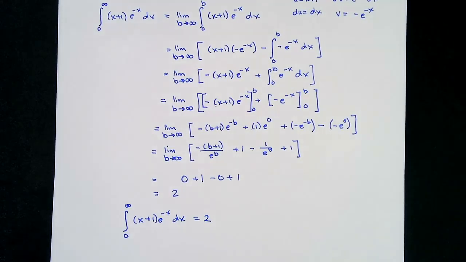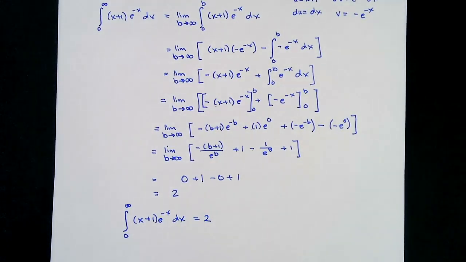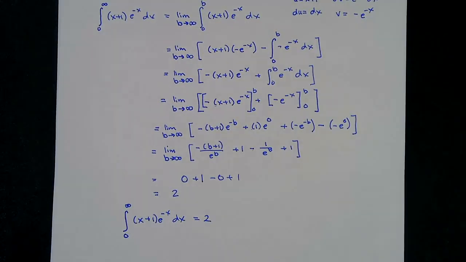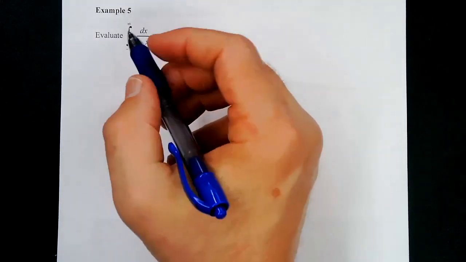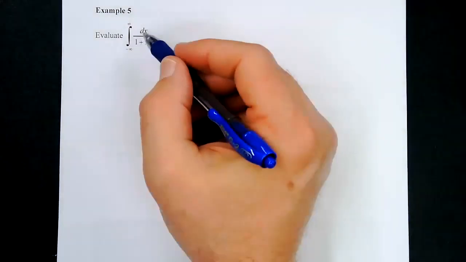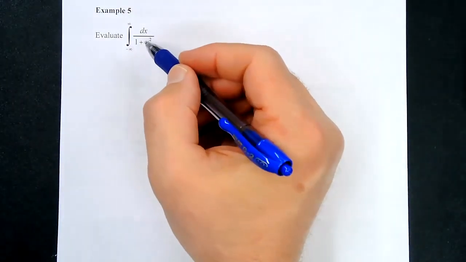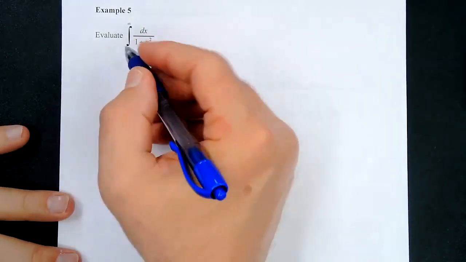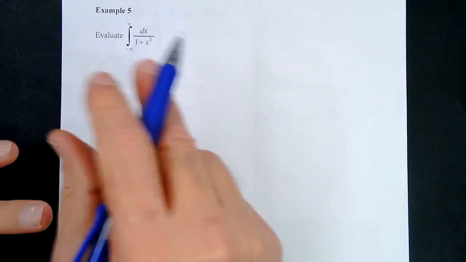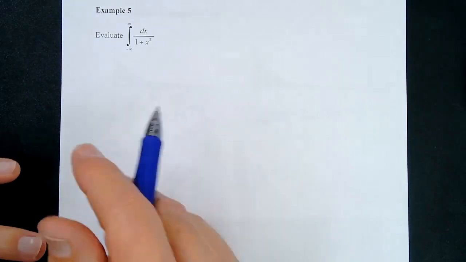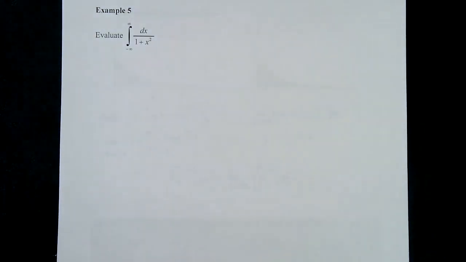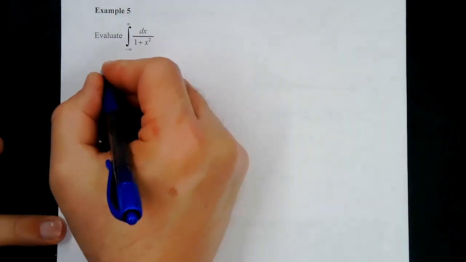Kind of crazy how sometimes they'll converge and you'll get an answer out of it, and then sometimes they don't. All right. And so for our last problem, let's evaluate the integral from negative infinity to infinity of dx over 1 plus x squared. Because it's going from negative infinity to infinity, I'm going to have to break this up into 2 integrals, and then I'm going to have to take 2 different limits. Okay. All right. So here we go.